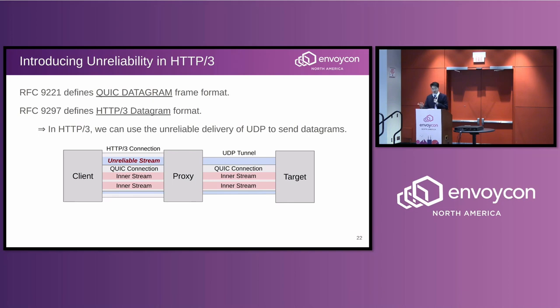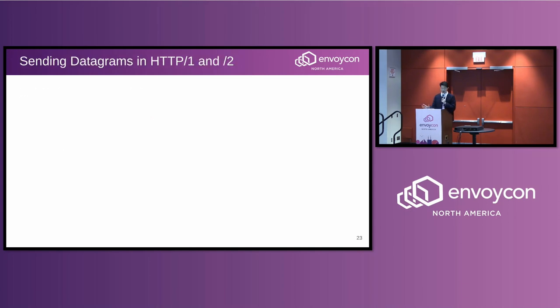So the previous picture is changed like this. The outer H3 stream can now become unreliable, so we no longer have the nested loss recovery problem or nested congestion control. What about H1 and H2?